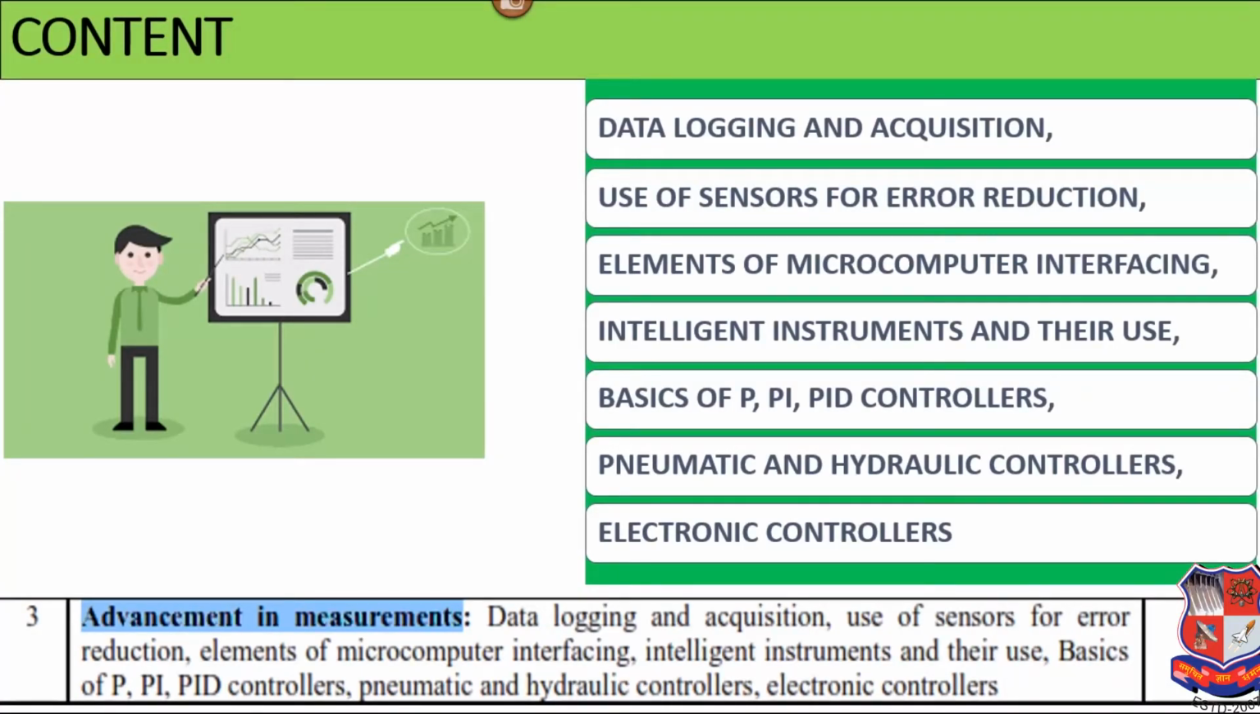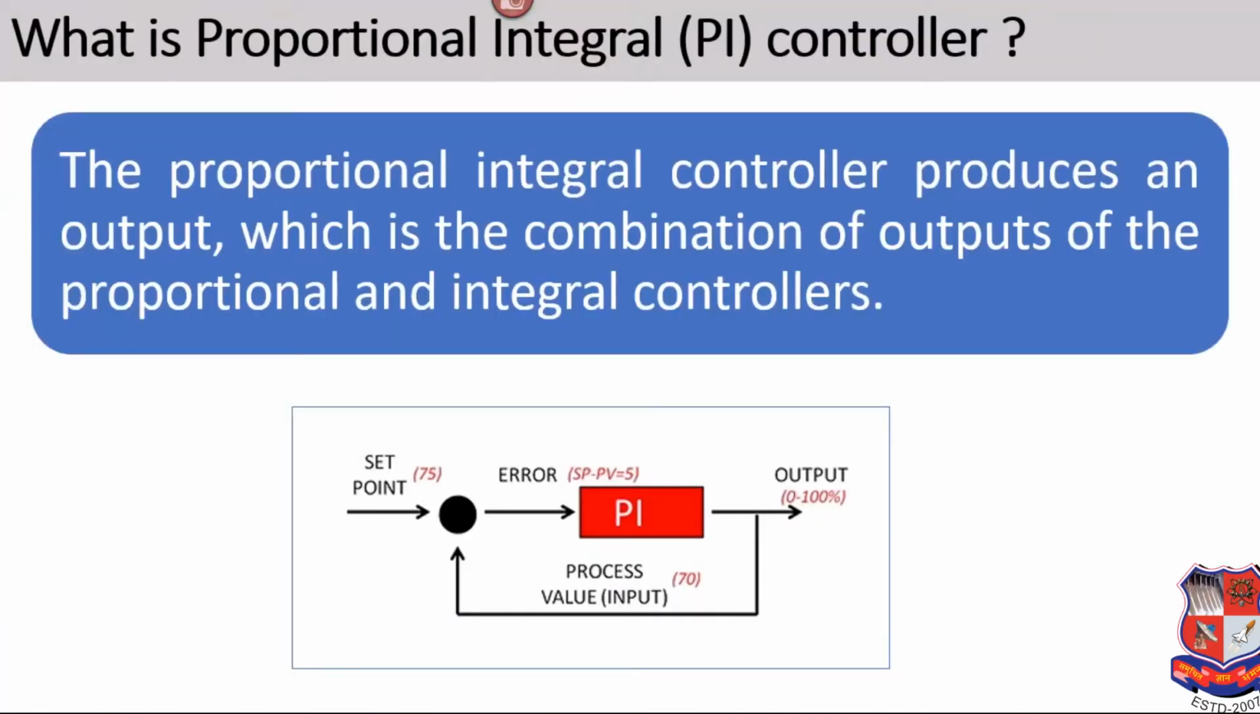First of all, we have to discuss what a controller is. We already learned about the P controller, D controller, and I controller: proportional, derivative, and integral controllers. We already talked about the combination of proportional and derivative controller. Today we can discuss the proportional and integral controller, which works on the same principle, and this is known as the PI controller.